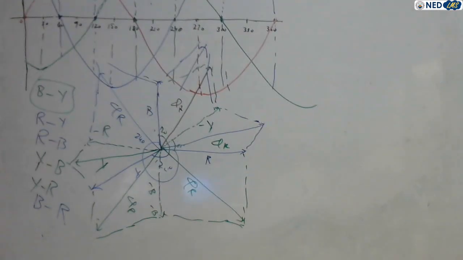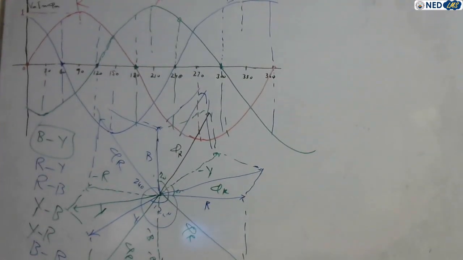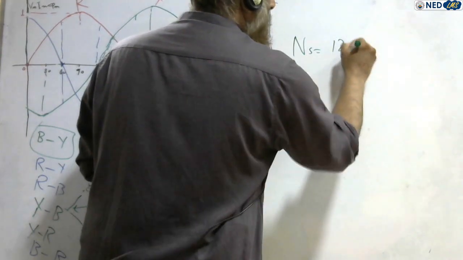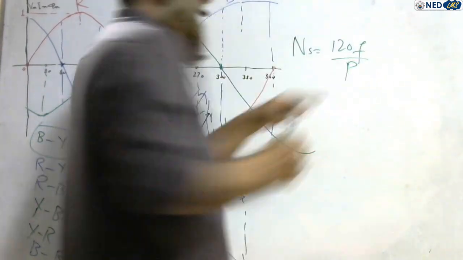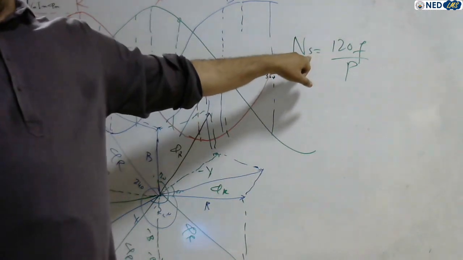I hope you understand very well the rotating magnetic field. That's why we call it the rotating magnetic field. It rotates with the speed 120f/p, that is the synchronous speed, Ns = 120f/p. f is frequency, p is number of poles, Ns is synchronous speed.